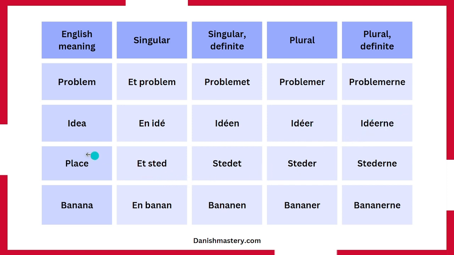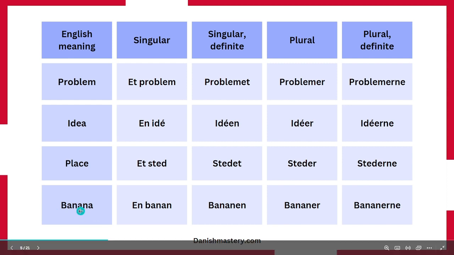Smukt, beautiful. Så har vi sted, place. So, et sted, stedet, steder, stederne. Yeah. Pretty easy, right? Ending with a soft E. Sted, stedet, steder, stederne. Beautiful. Så har vi banan. Kind of smile when I see this word. En banan. Bananen. Bananer. Bananerne.